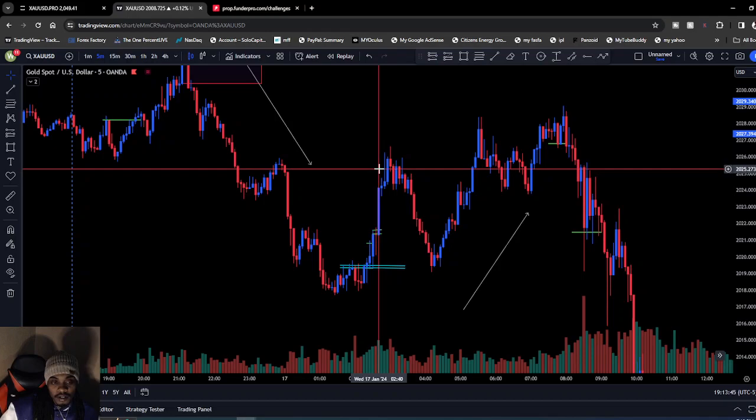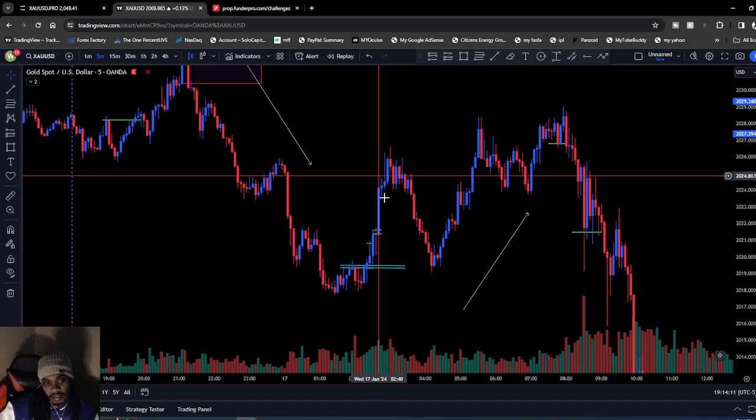Now, you don't really have to worry about pips unless you're worried about your stop loss. And when you're dealing with that, then you would just adjust your lot size. So if you're not willing to lose $200 on a trade, then just lower your lot size. Still target the same highs. Still place your stop loss in the same area. Just lower your lot size.